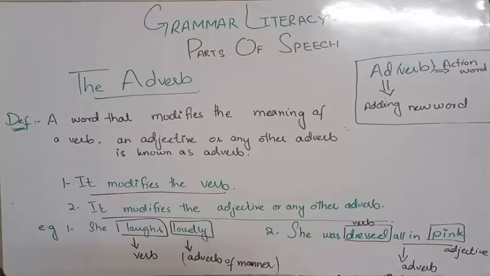The second sentence: she was dressed all in pink. Dressed is the verb here, all in pink is the adverb here, and pink is the adjective as well, because it is telling us about the color, the quality of the noun, what kind of color it is. The color is the noun, and pink is the quality of that color, quite pleasant. So, she was dressed all in pink. Here the adjective and the adverb come together.